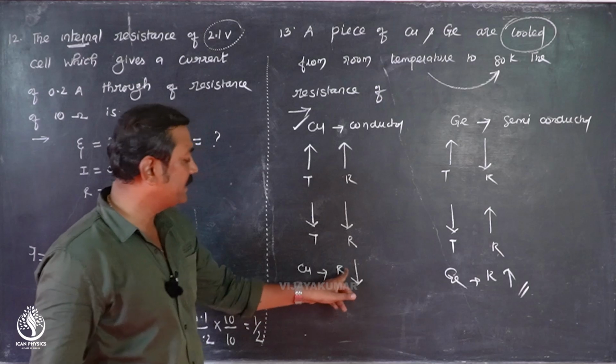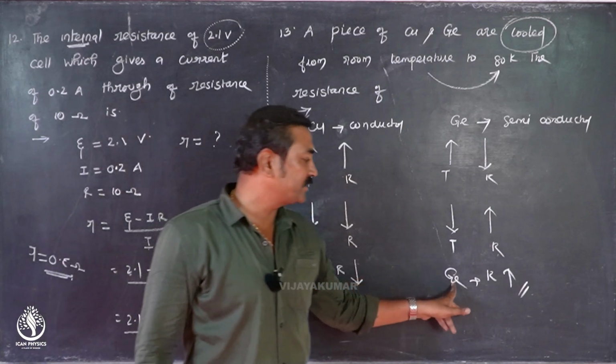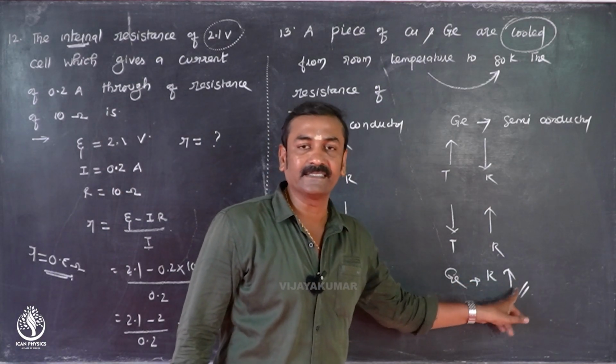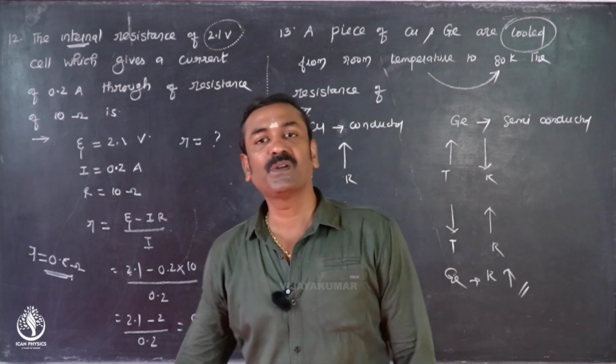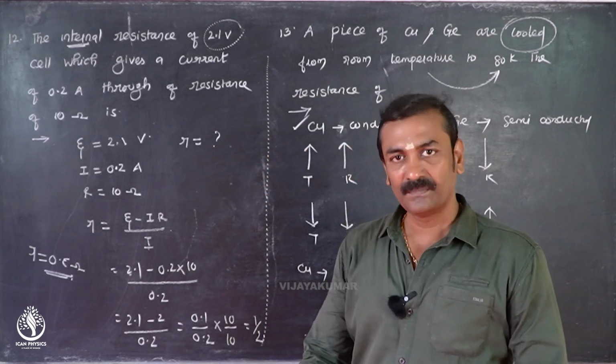So for copper, the resistance decreases. For germanium, the resistance increases. So this will be the answer. Okay, do you get it now? No doubt.